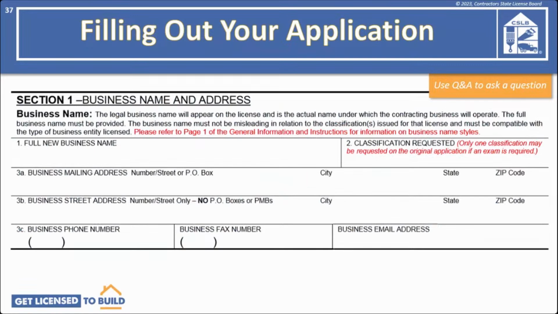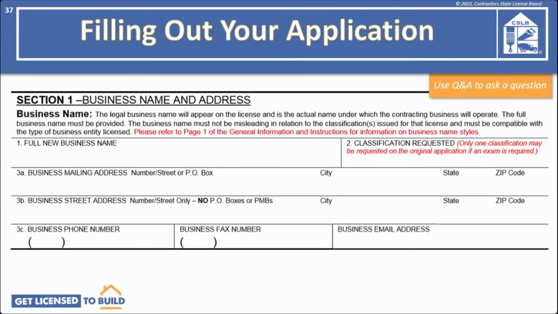Remember, when selecting a business name, make sure the name that you have selected is compatible with the classification and the entity that you are applying for and is not misleading. If your business is a corporation or LLC, you will need to make sure that the name you provide in this section matches exactly the way the business name is registered with the California Secretary of State's office.